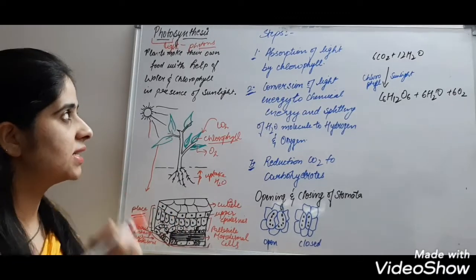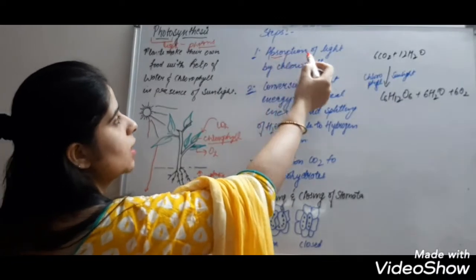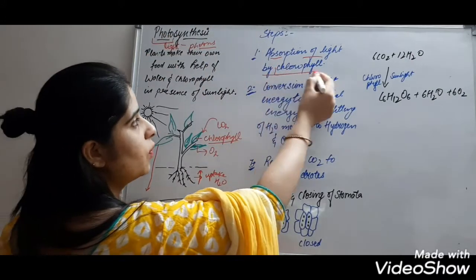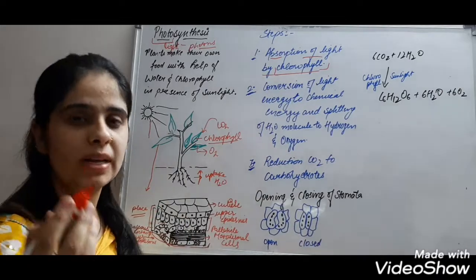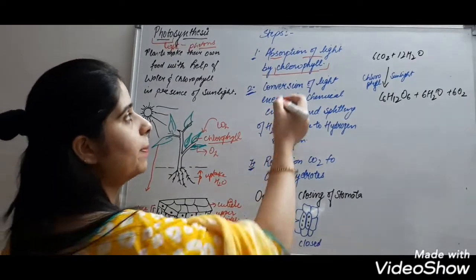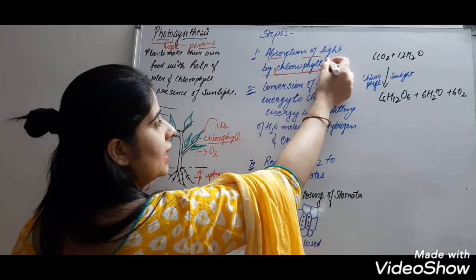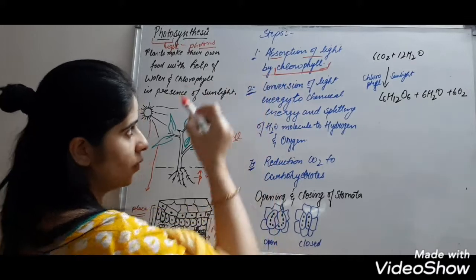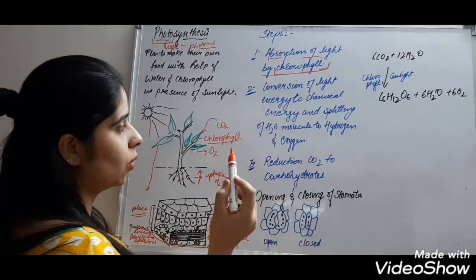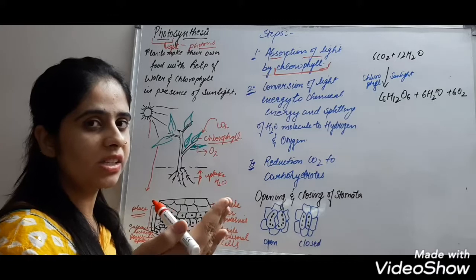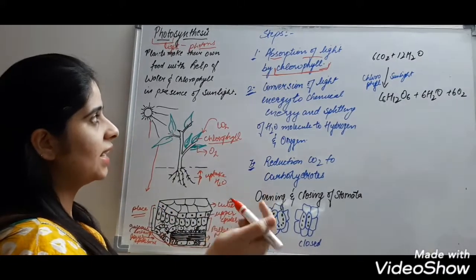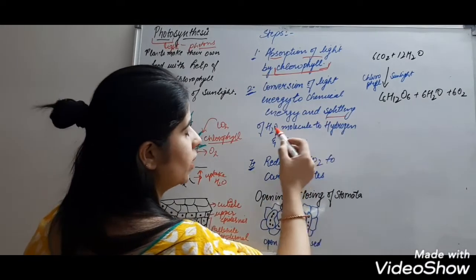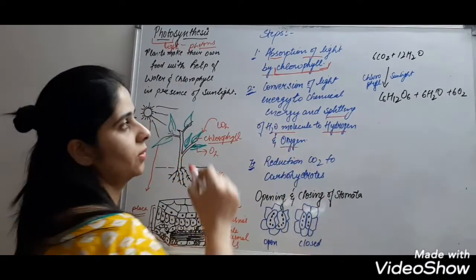Basically, in photosynthesis there are three steps. One is absorption of light by chlorophyll. Chlorophyll is the green pigment present in the leaves which traps the sunlight. When the photons come to the chlorophyll, one electron goes from its lower state to the excited state, and this electron causes the splitting of water into hydrogen and oxygen.